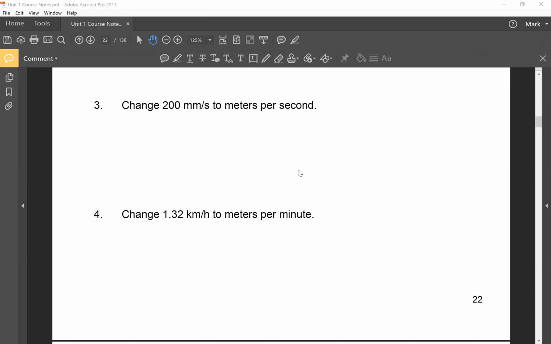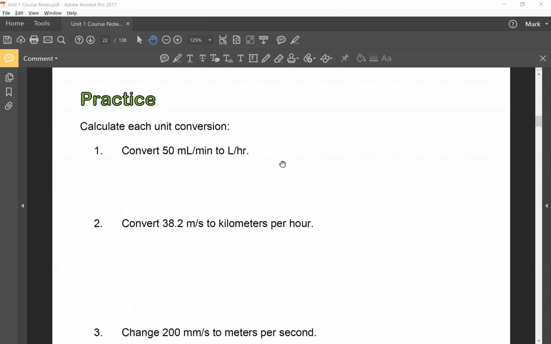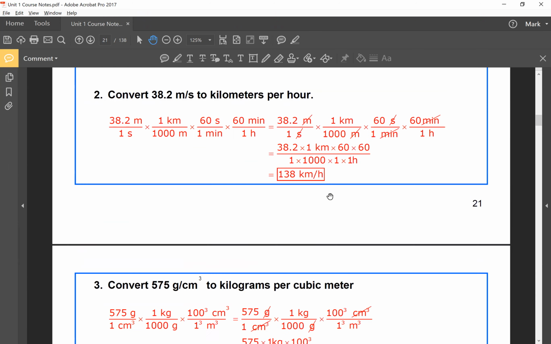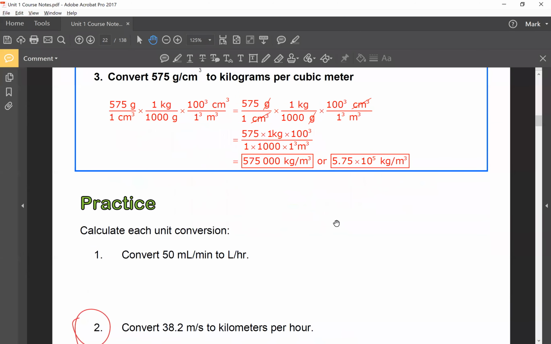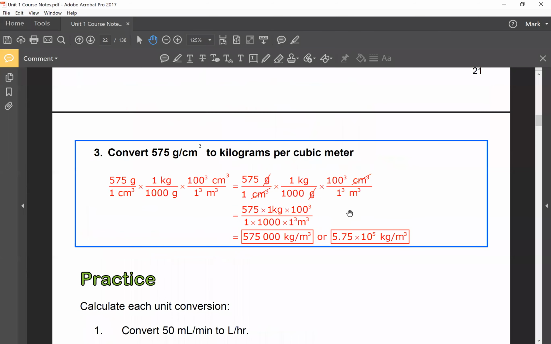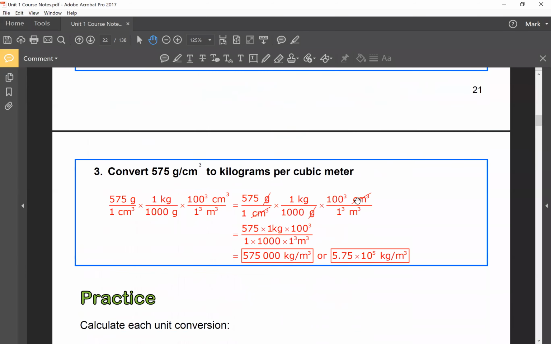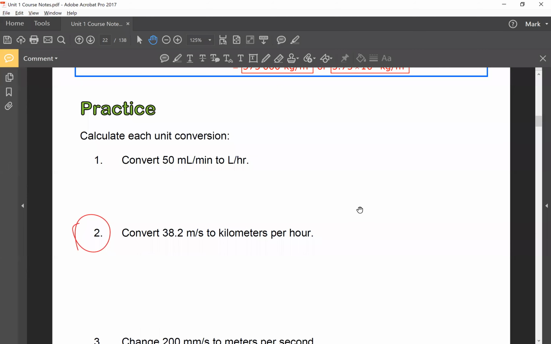A student asked me to look at a question from yesterday, page 22, questions 1 or 2. Now, question 2 is actually done right here, I think. 38 meters per second to kilometers per hour. Yeah, that's a little typo. We didn't mean to repeat that again, so you can see that above. So let's do another one.